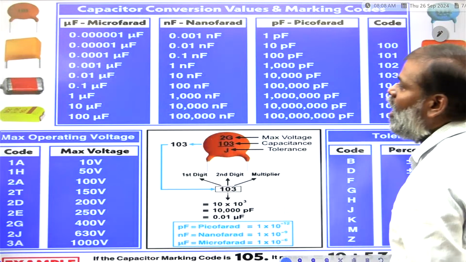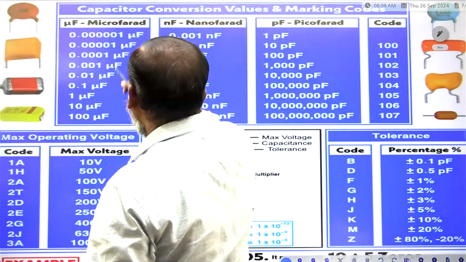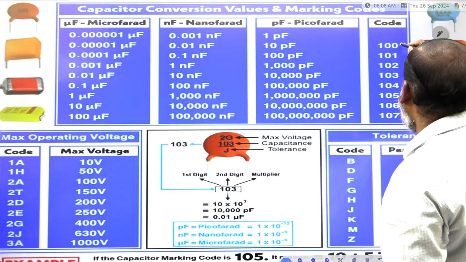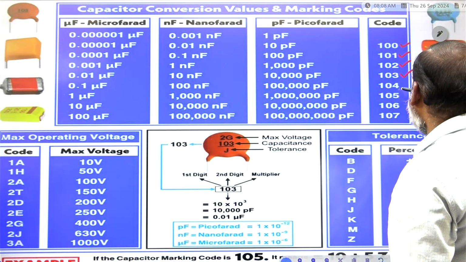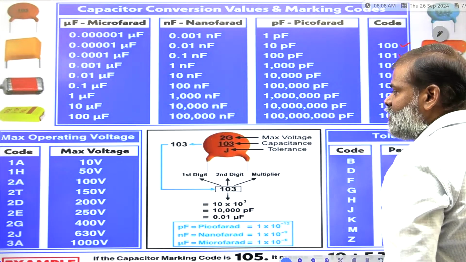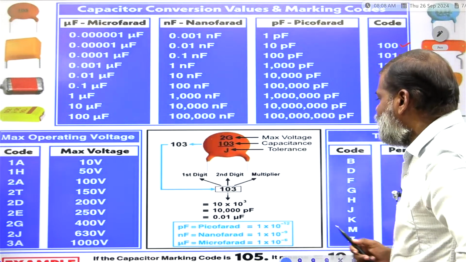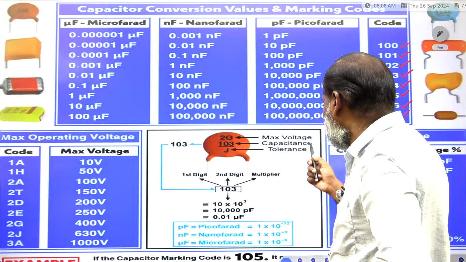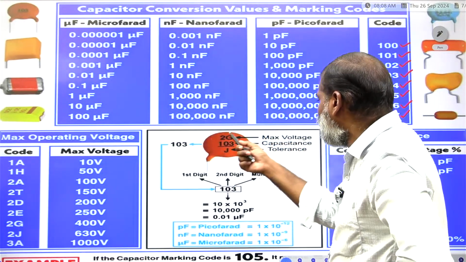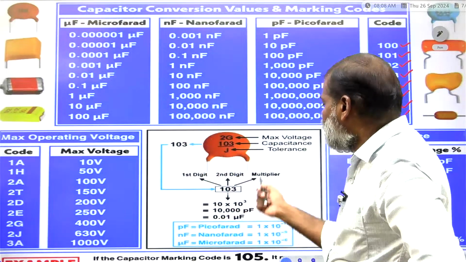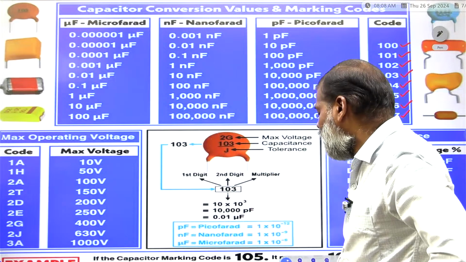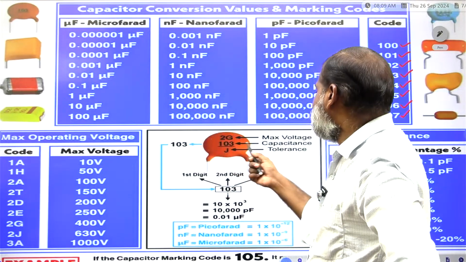Next I am coming to the operating voltage. Microfarad means like this; we have to write nanofarad, picofarad of the codes 100, 101, 102, 103, 104, 105, 106, 107. All this table I am giving. Now you see here, I already told you 103 is the capacitance of the capacitor. J is the tolerance of the capacitor and 2G is the maximum voltage of the capacitor. If it is 103, we already calculated that it is 0.01 microfarad. 2G is the maximum voltage.